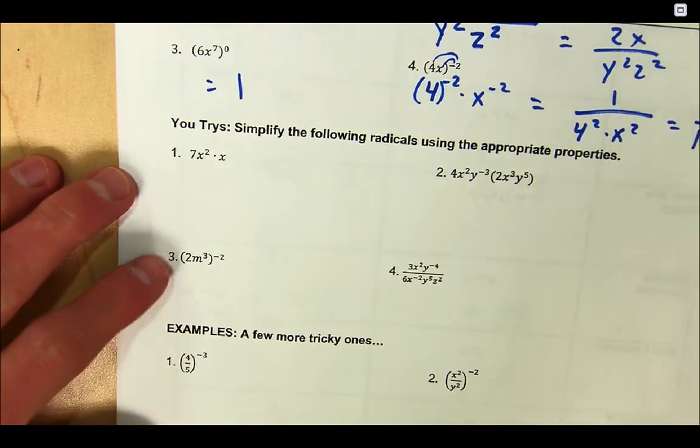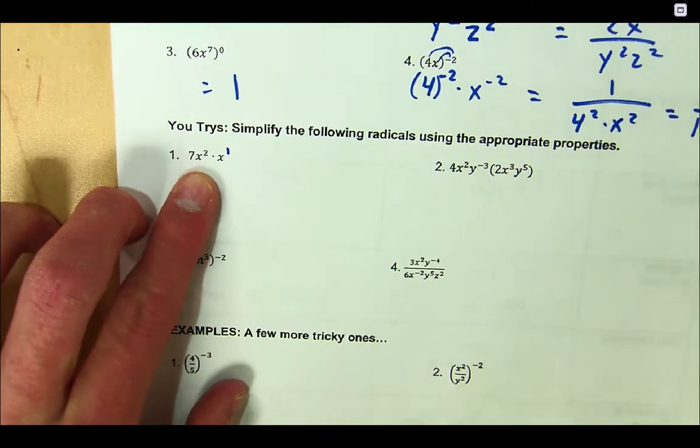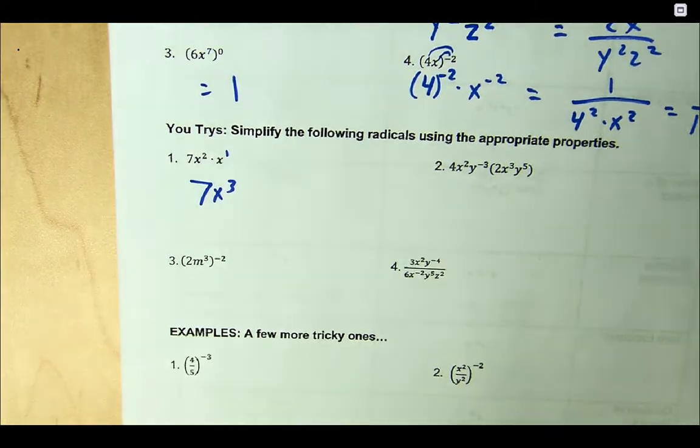All right, so we'll do a few more here just so that you can get the hang of it. All right, 7x squared times x. You can think of this as an x to the 1st. So then now you have a total of 3 x's being multiplied, so 7x to the 3rd.